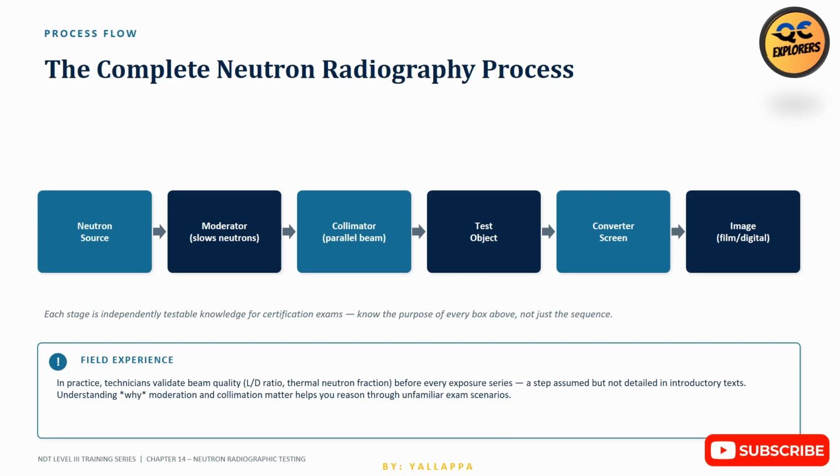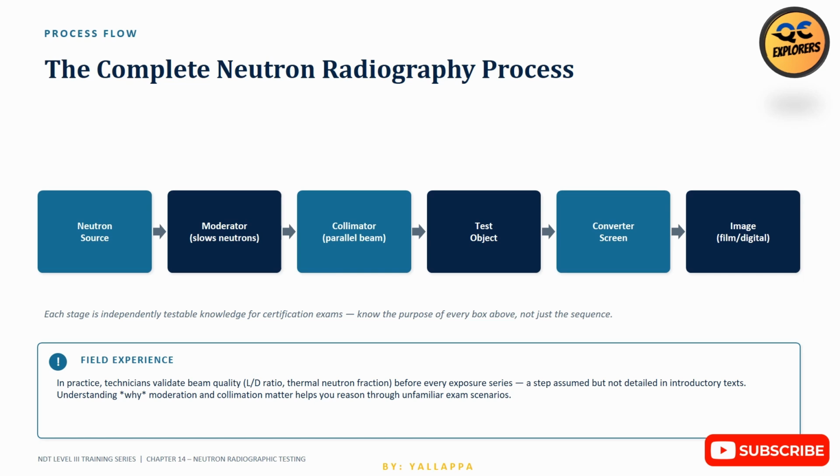The conditioned neutron beam now passes through the test object. As the neutrons travel through the component, they interact with the atomic nuclei of different materials. Some neutrons are absorbed, others are scattered, and the remaining neutrons continue toward the detector. These interactions create the attenuation pattern that contains all of the inspection information.